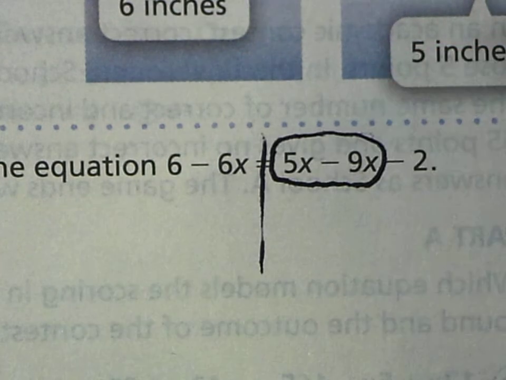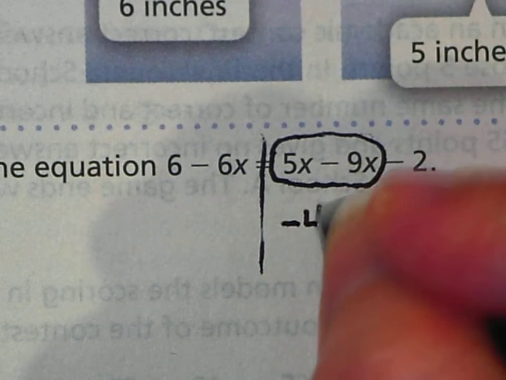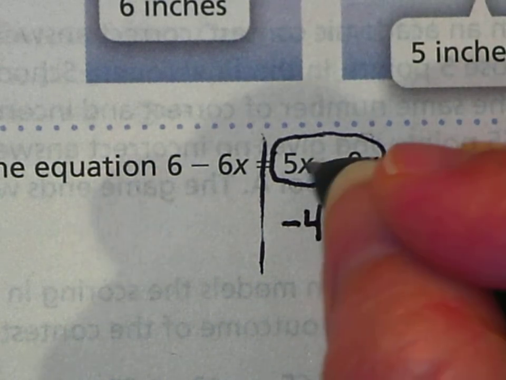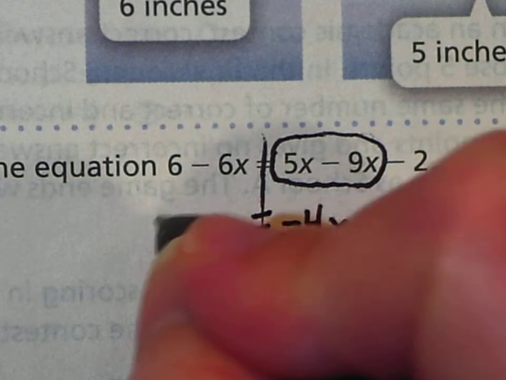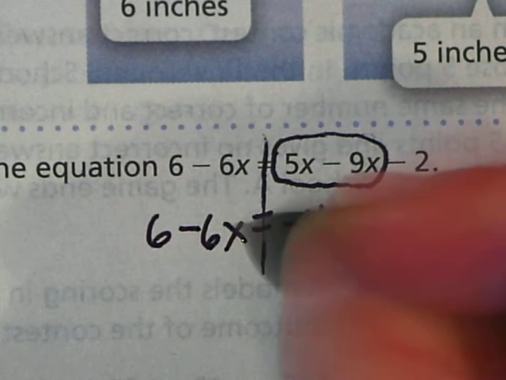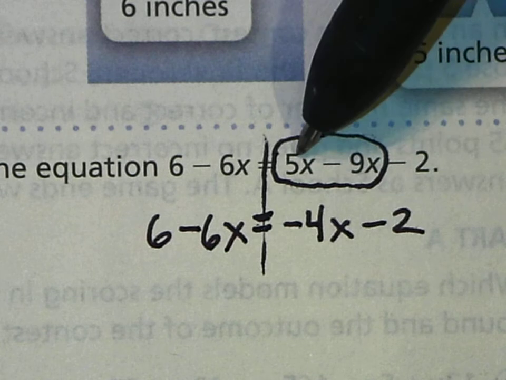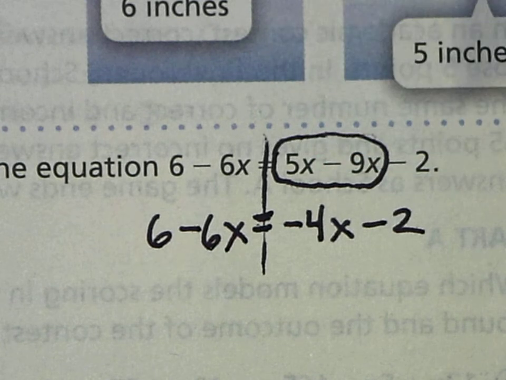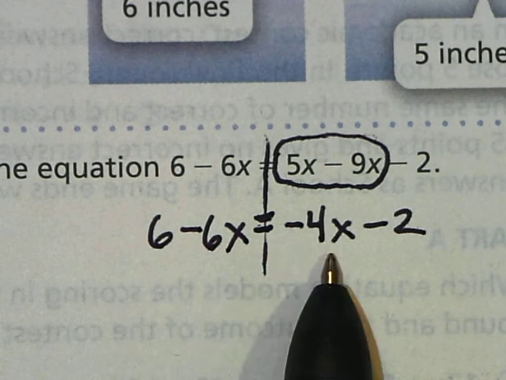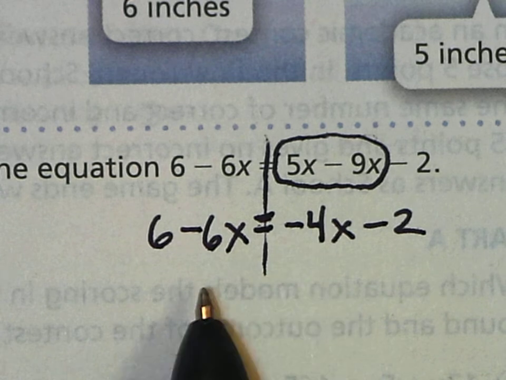5x take away 9x is a negative 4x. 5 take away 9. So let's bring down what's left. 6 minus 6x. This would be the same as 5x plus a negative 9x. Still, it's negative 4. Okay, so now I have x's on opposite sides, and I need to get these two together.